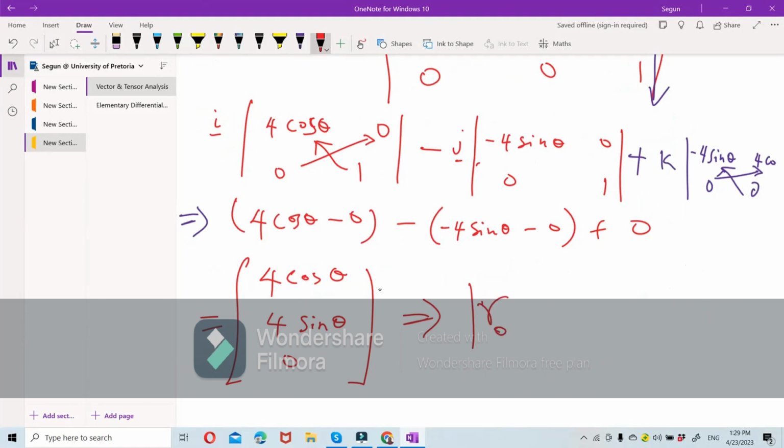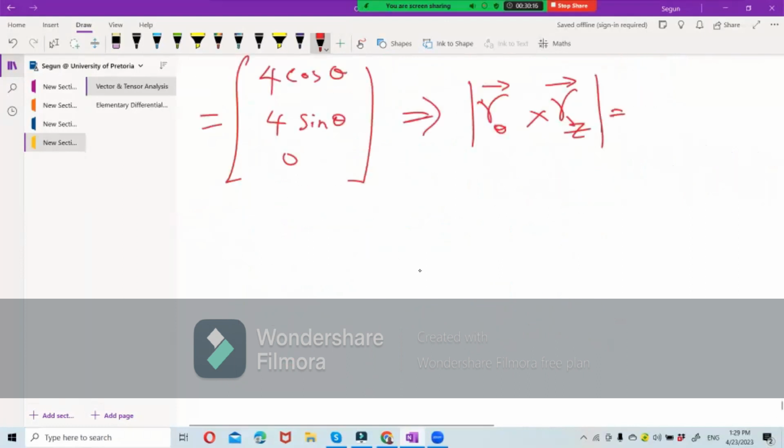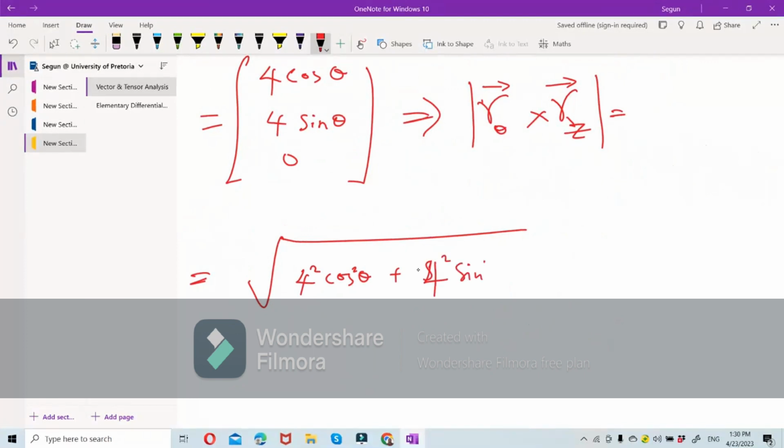we find the cross. The cross of this will be what? You want to find the absolute value of it, the magnitude. We need to calculate the magnitude. The magnitude will be square root of x squared plus y squared plus z squared, the way we normally do it before. But in this case, we have 4 squared cos squared theta, plus 4 squared sine squared theta. Remember, we don't have the z in this case.